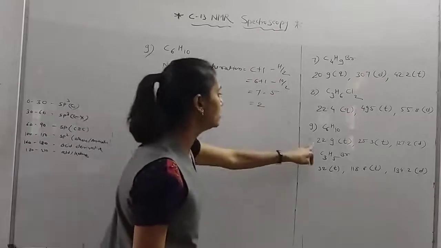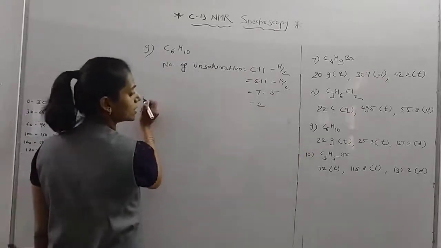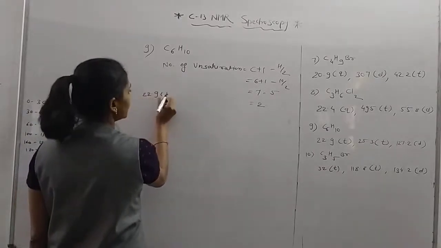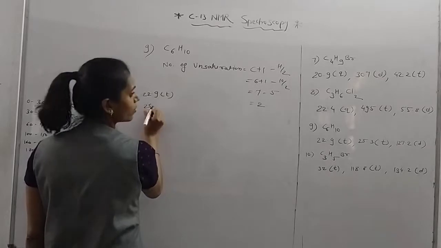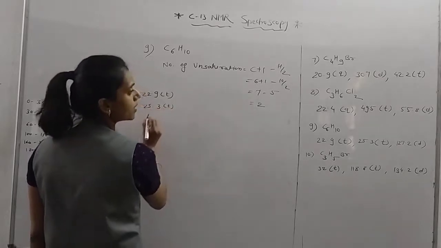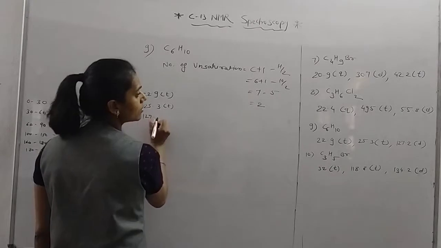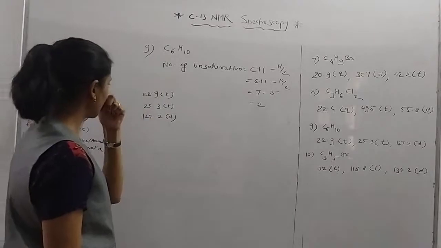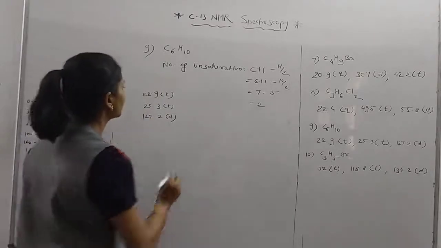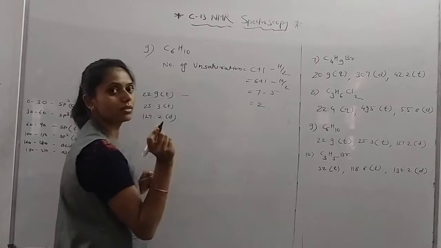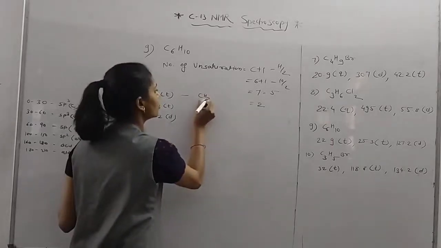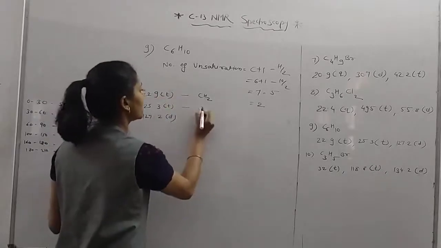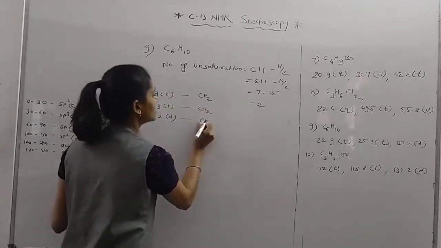Okay. Now write down the given 13C data. It's 22.9 triplet, 25.3 triplet, 127.2 doublet. Okay. Triplet means there is a CH2 group. CH2 gives the triplet. Triplet here again is a CH2 group. Doublet means CH group.